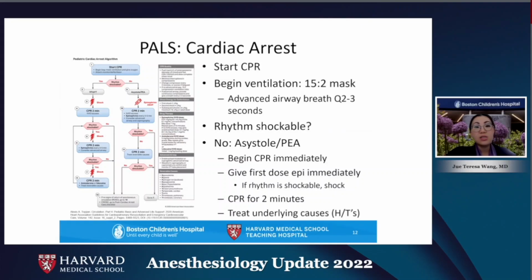The 5 H's and T's that are frequently underlying causes include hypovolemia, hypoxemia, hydrogen ions or acidosis, hypoglycemia, hypo or hyperkalemia, as well as hypothermia. The T's include tension pneumothorax, cardiac tamponade, toxins, thrombosis of the pulmonary circulation, or thrombosis of the coronary circulation.